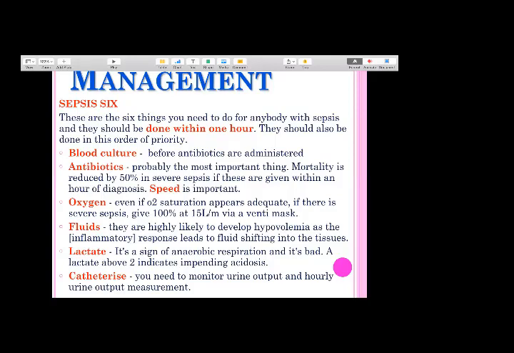And then catheterize the patient, if you need to monitor urine output, with hourly urine output measurements. So this is a good prognostic step, basically catheterizing the patient and observing their urine output.